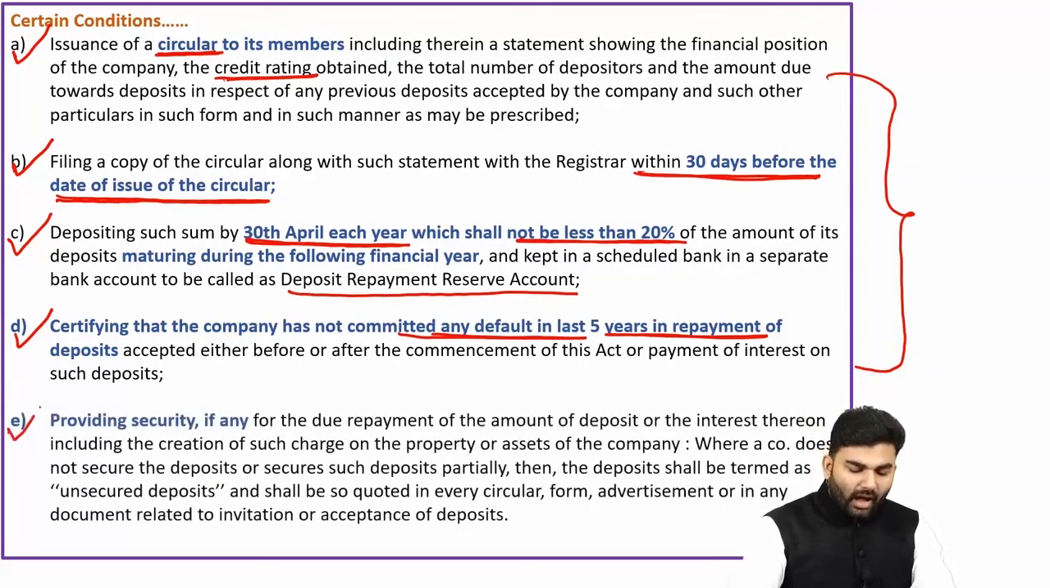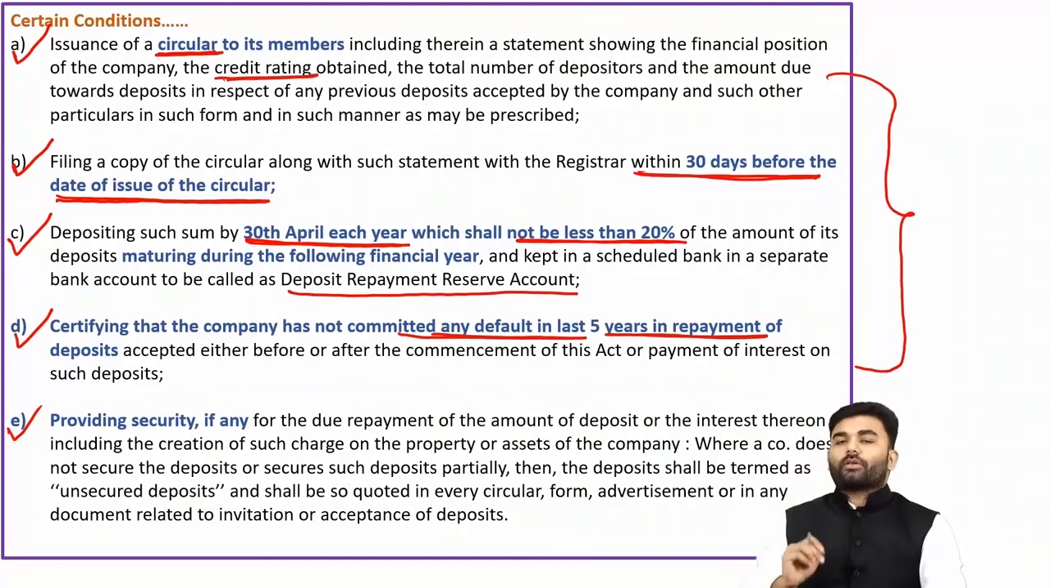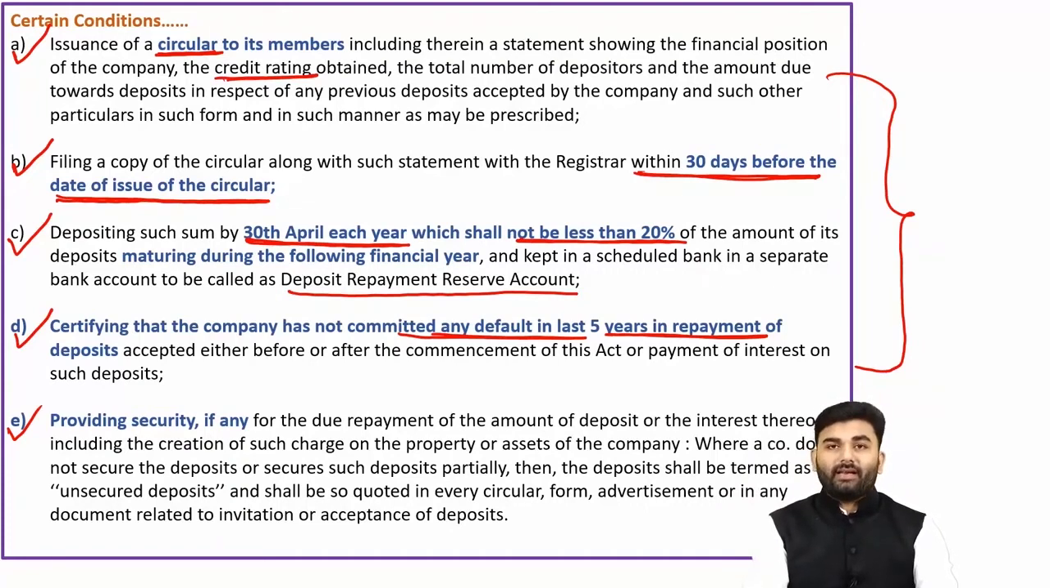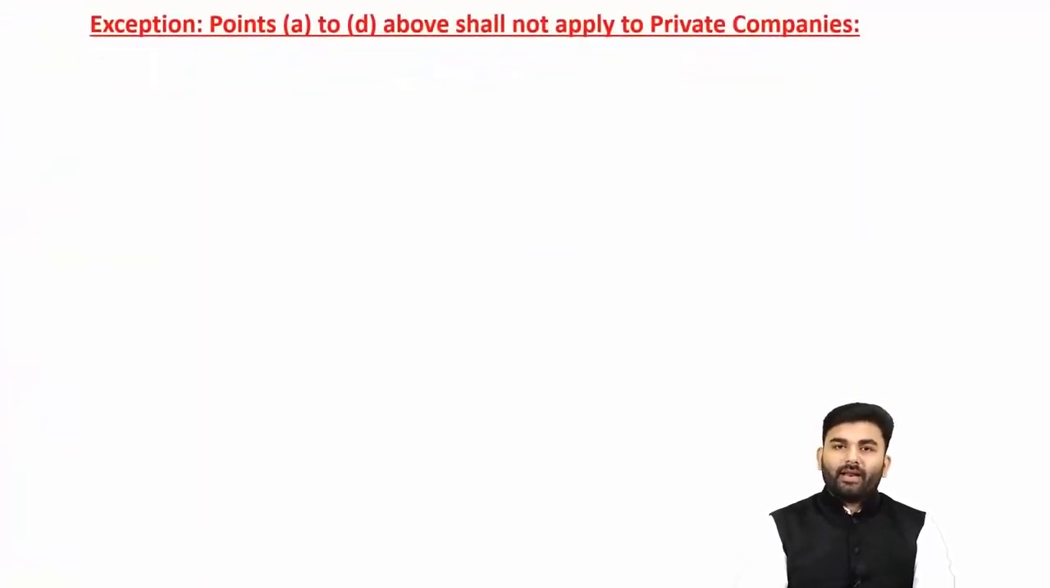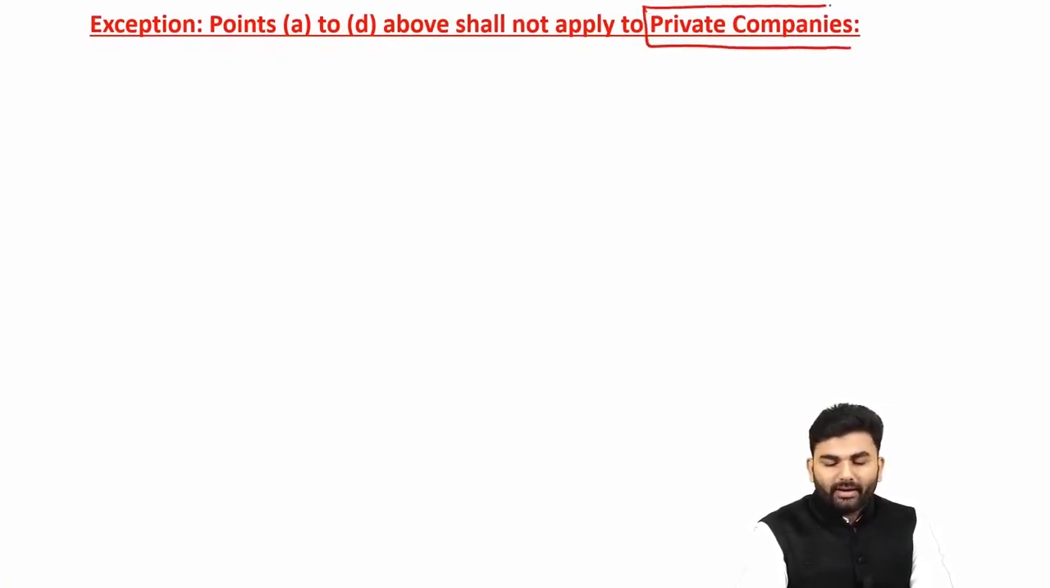However, point number E says that if the company wants to secure its depositors, then only the company will have to create a charge upon its asset. However, if the company would like to keep its depositors as unsecured, then the company needs to specify the same in its circular. However, the above provisions of point number A, B, C, D shall not be applicable to a private company.